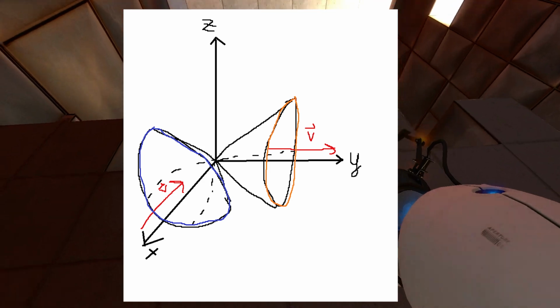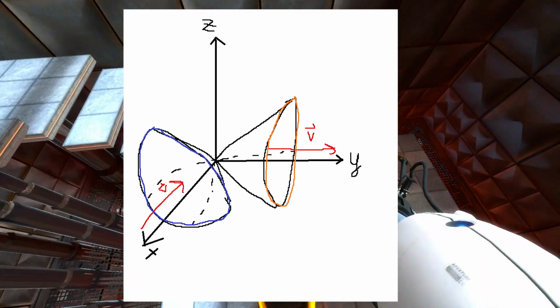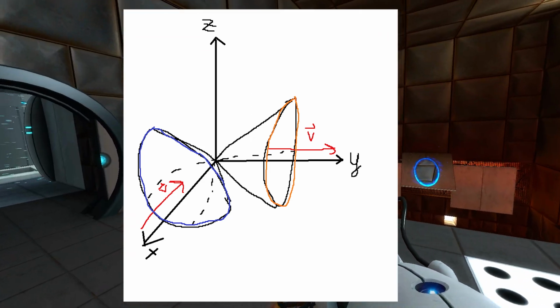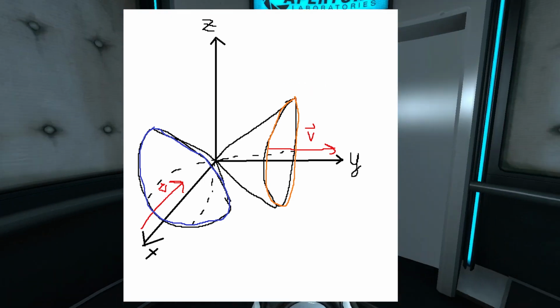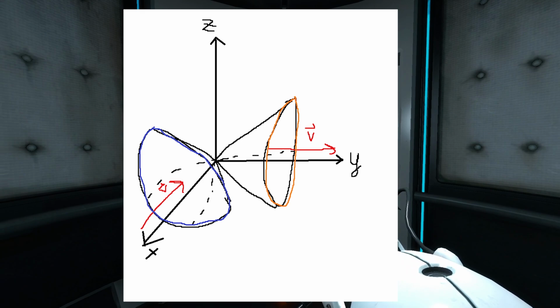You have a certain cone in one plane, let's say the XY plane, and then another cone in the YZ plane.